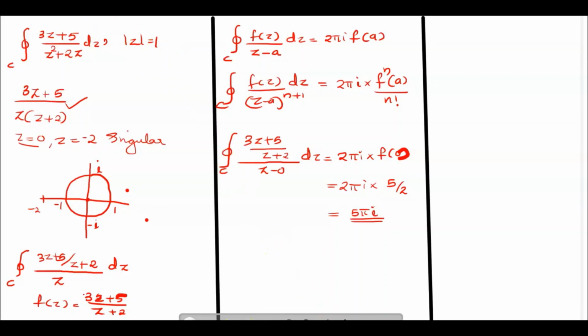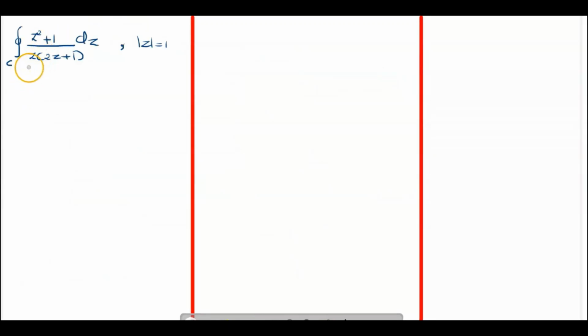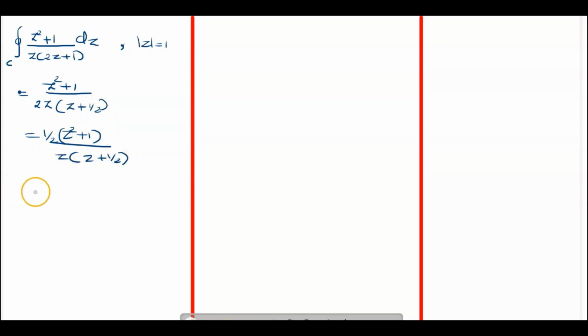Let's go to the second question. Closed integral over C of (z square + 1) divided by z into (2z + 1) dz, where C is the unit circle. Now the second question is (z square + 1) divided by z into (2z + 1). Let's take 2 outside and we get z plus 1 by 2. Now we can write it as (z square + 1) into 1 by 2 divided by z into (z + 1 by 2). Let's do partial fractions.